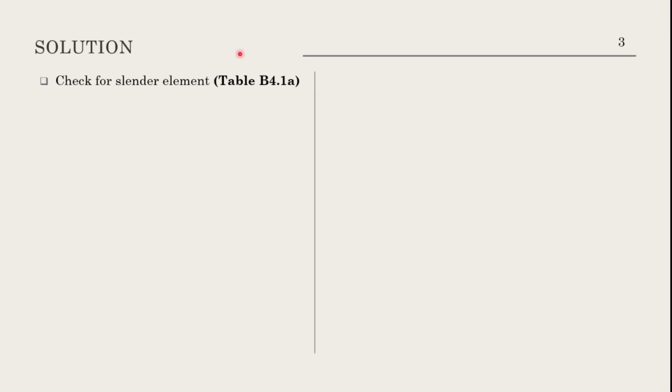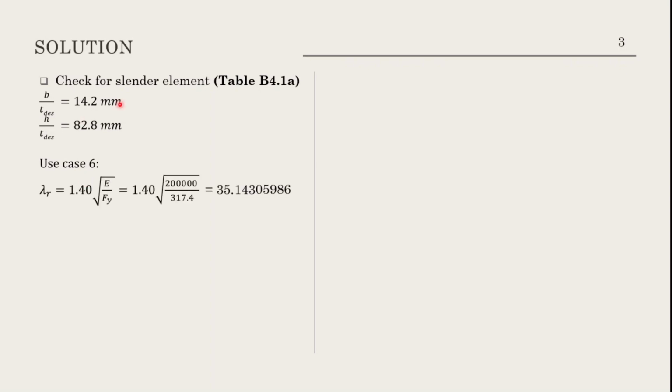So we will look into table B4.1A in our code, the width to thickness ratio table. I believe for HSS we will use case 6. We just have to compare the width to thickness ratios with the limiting width to thickness ratio for slender elements. Meaning if our width to thickness ratio exceeds this value, those elements are considered slender.